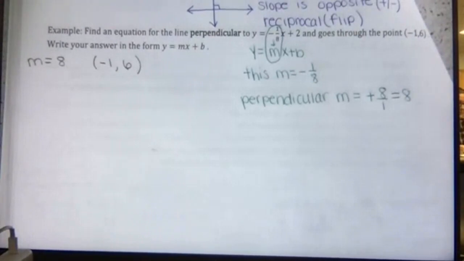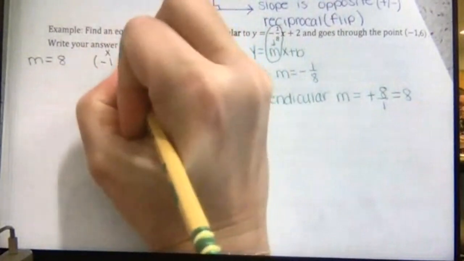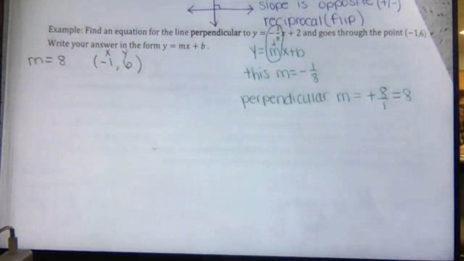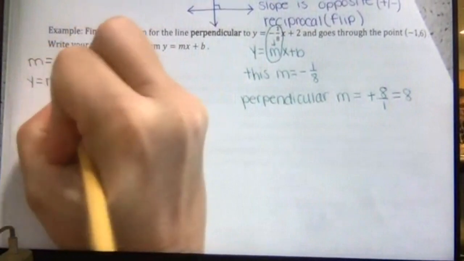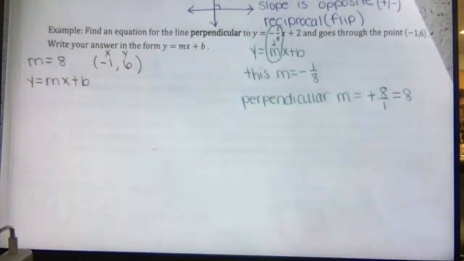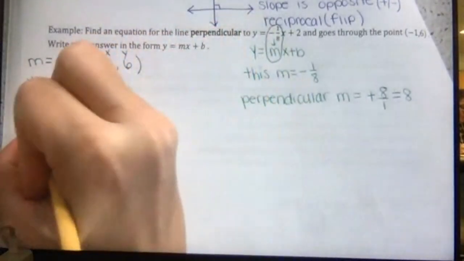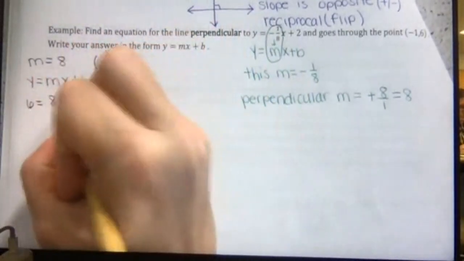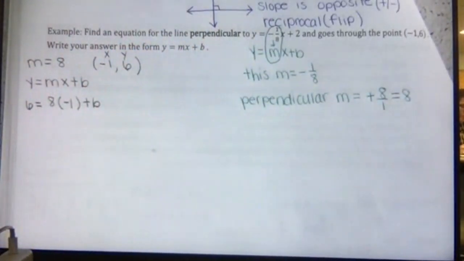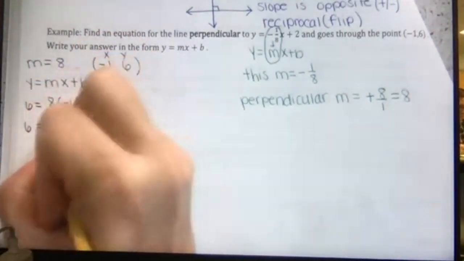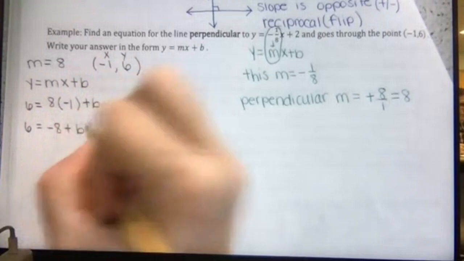Now it's just like the previous problem. They give us this point, which is just an x value and a y value. And then they give us m. So let's plug in y equals mx plus b. They tell us that y is positive 6, m is positive 8, x is -1, plus b. Simplifying, I have 6 equals 8 times -1, so -8, plus b.